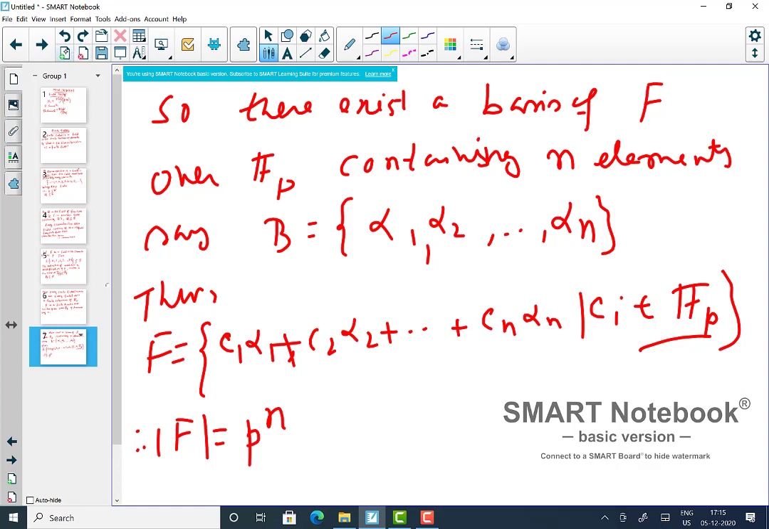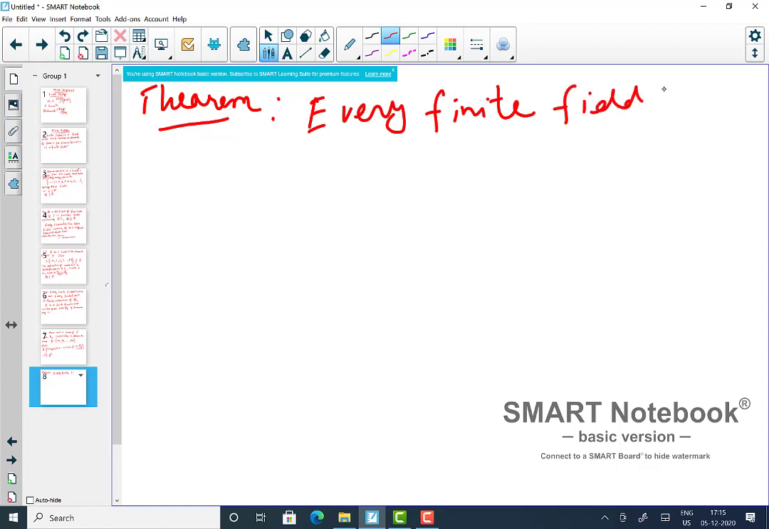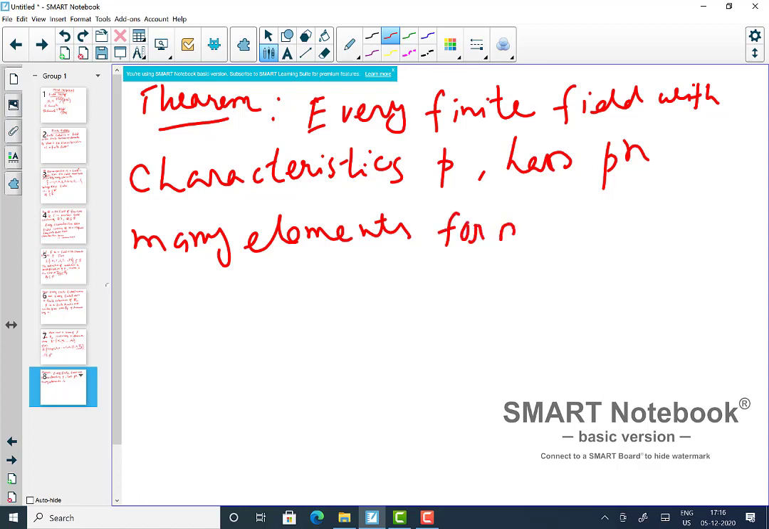So what did we just prove? We prove that this is an important theorem. We just proved that every finite field with characteristic p has p power n many elements, for some natural number n, okay.